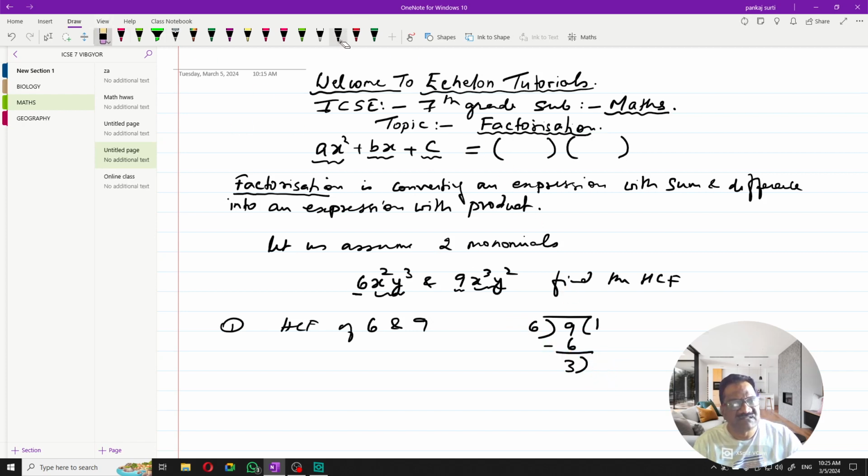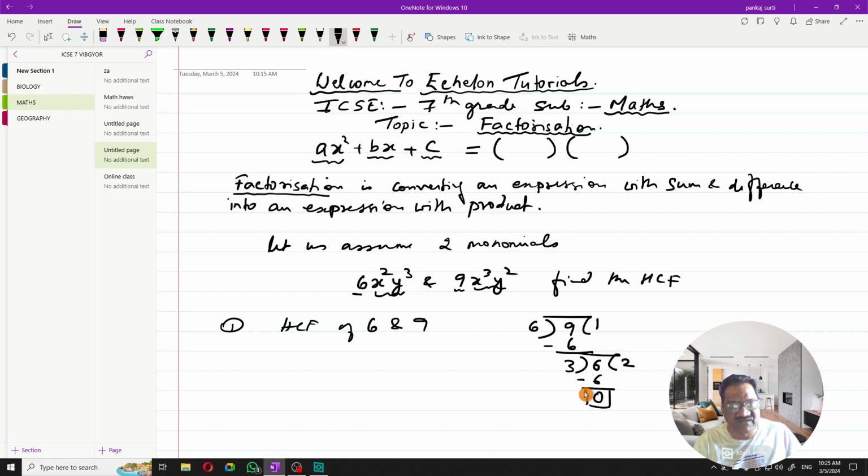So this is the way you find the HCF, okay? Right. So 3 into how much is 6? 3 into 2 is 6. Now you get a remainder as 0. So you should go on doing this process till you get the remainder as 0. Once you get the remainder as 0, the final divisor is the HCF.